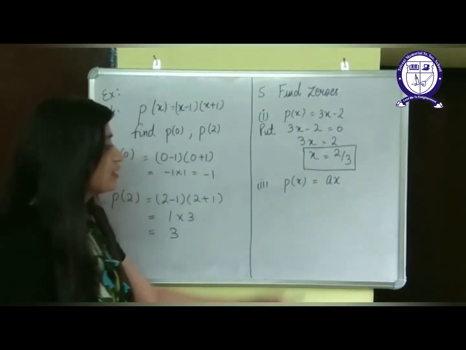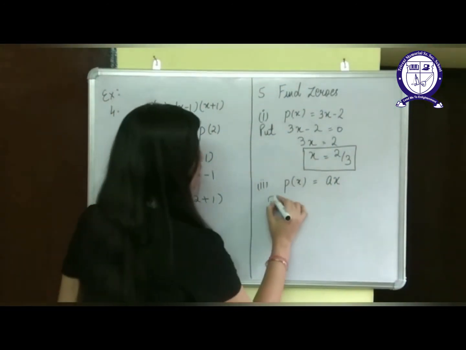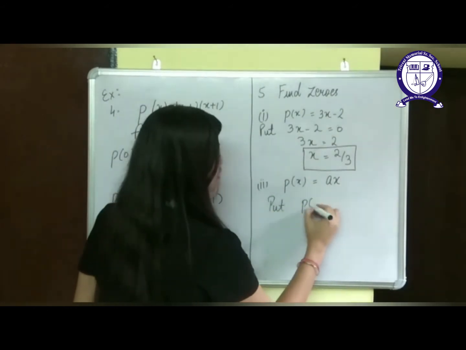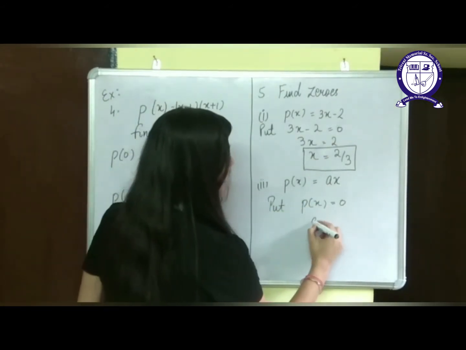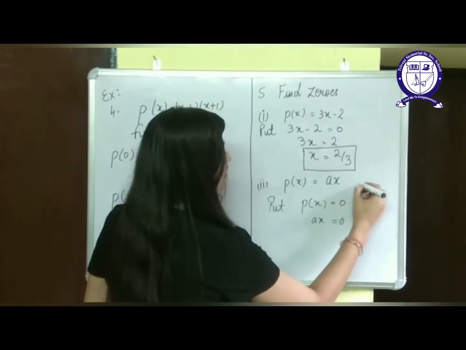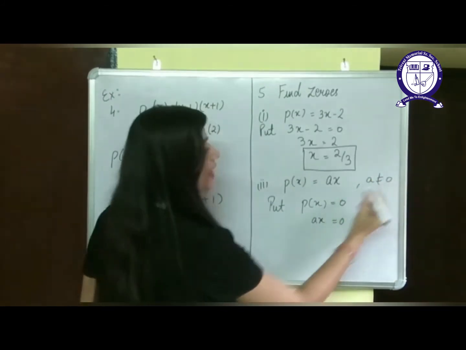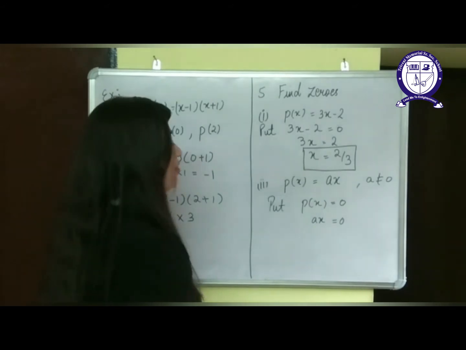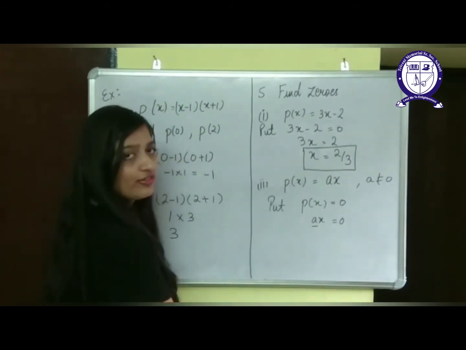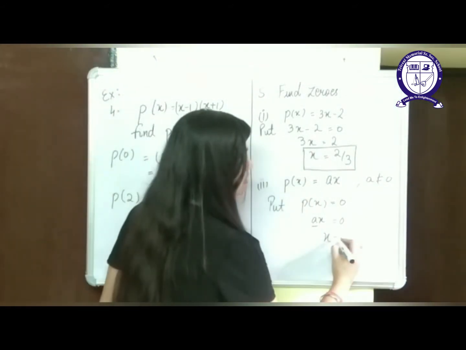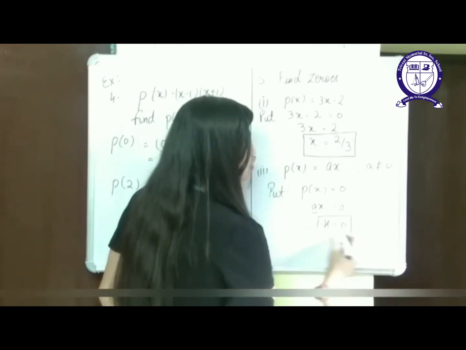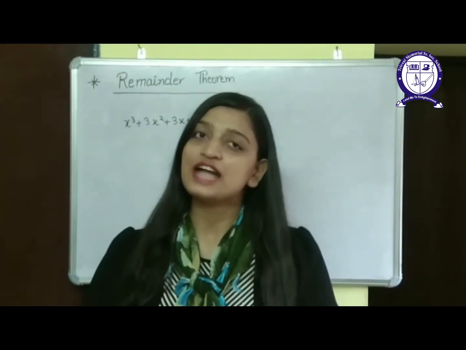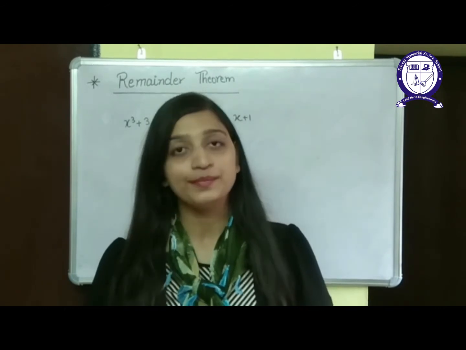Right? Now similarly in this question we will put px equals to 0, that is ax equals to 0. In this question it is given that a is not equals to 0. If a is not equals to 0 then obviously x has to be 0, so my x equals to 0. So now we will be starting our next topic, that is remainder theorem.